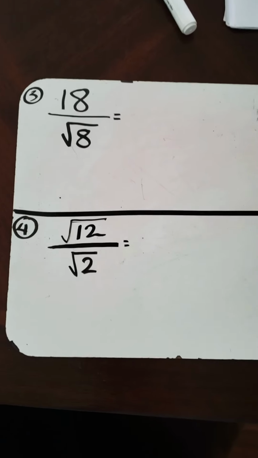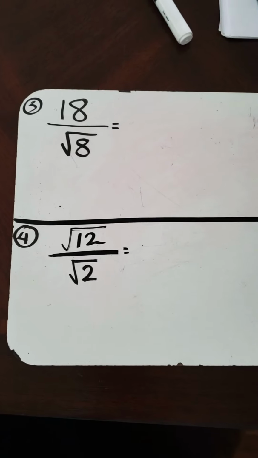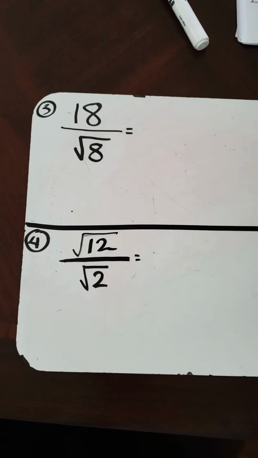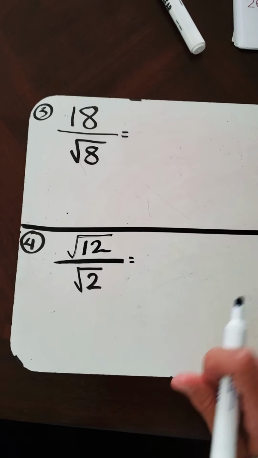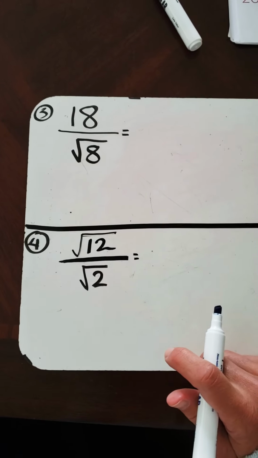Sorry if I'm shaken. So I have 2 more problems. If you want to pause the video, this would be a good time. So the first one, we have 18 over the square root of 8. So I'm looking at that here. And again, it's kind of similar to the very first problem.